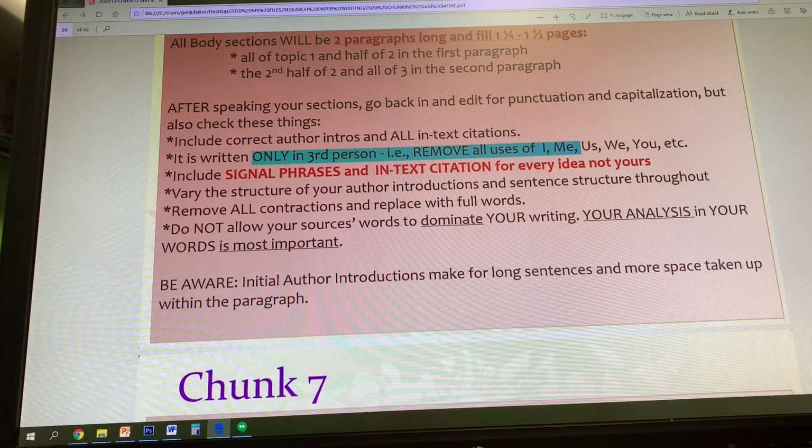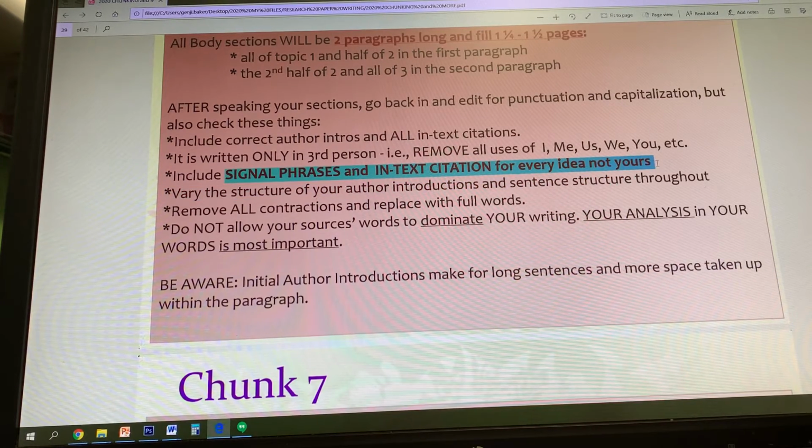Only third person, no use of I, me, us, we, you, and you can remember, you can use Control F to find all of those. Make sure you've got your signal phrases and in-text citation for every idea that does not belong to you. Everything. If it's not your intellectual property, you have to cite where it came from. Okay. You also have to tell us to whom it does belong.